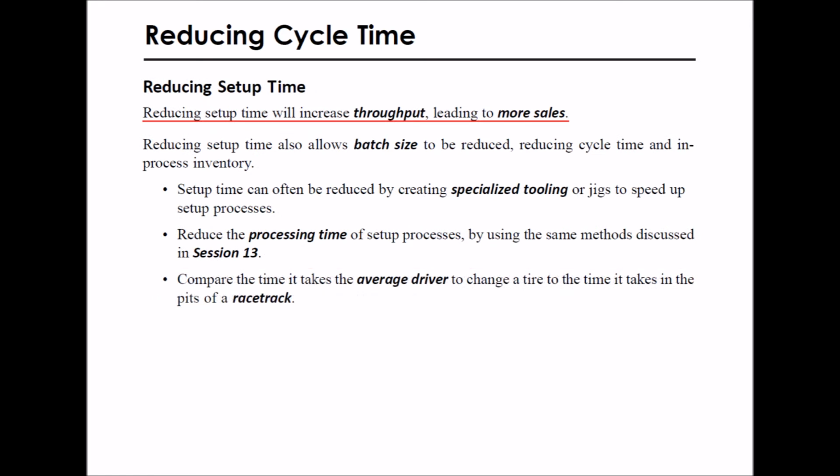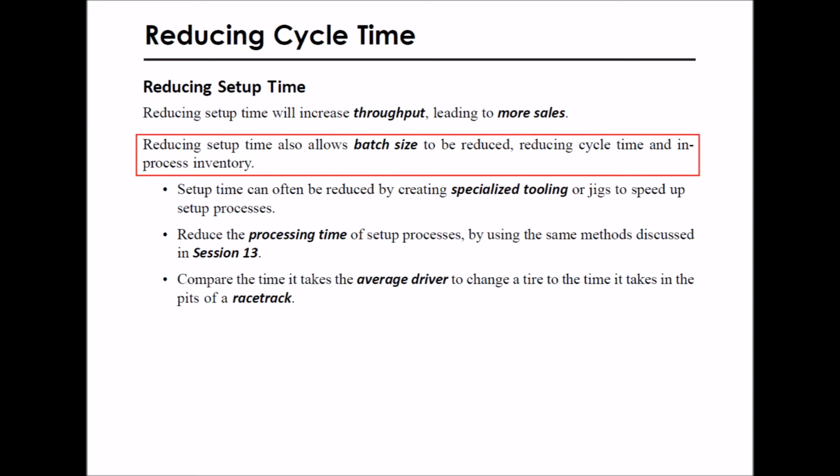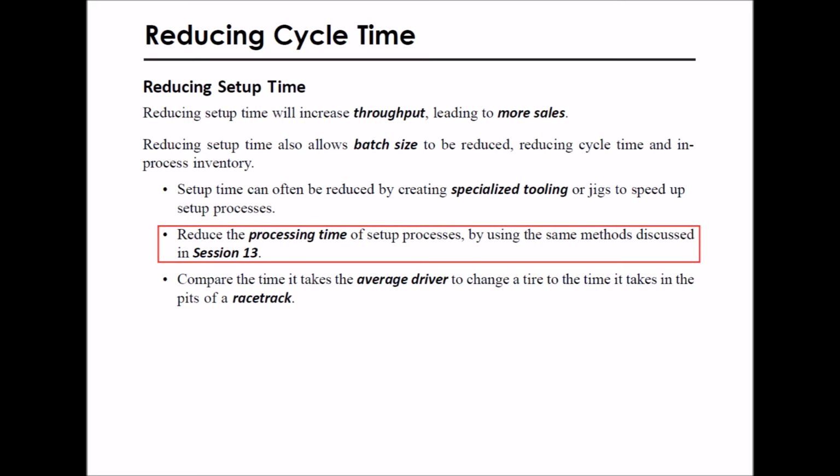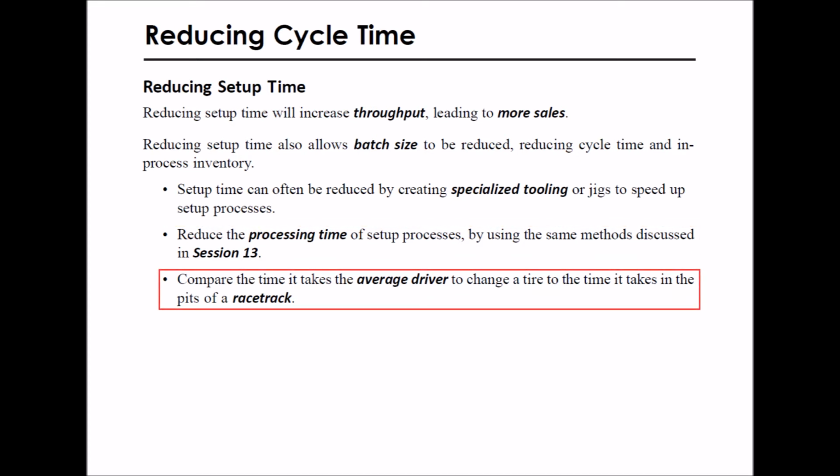Reducing setup time will increase throughput, leading to more sales. Reducing setup time may also allow batch size to be reduced, which will reduce cycle time and in-process inventory. Setup time can often be reduced by creating specialized tooling or jigs to speed up setup processes. Setup is a process, and setup cycle time can be reduced by using the same methods discussed in session 13. Consider how a tire can be changed in a matter of seconds in the pits of a racetrack.